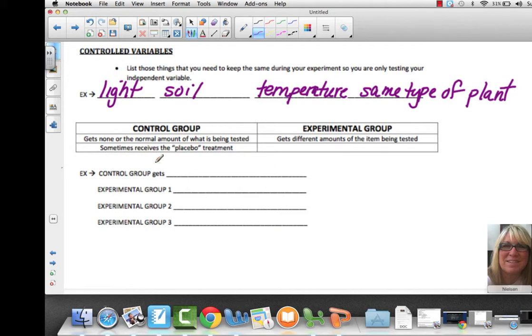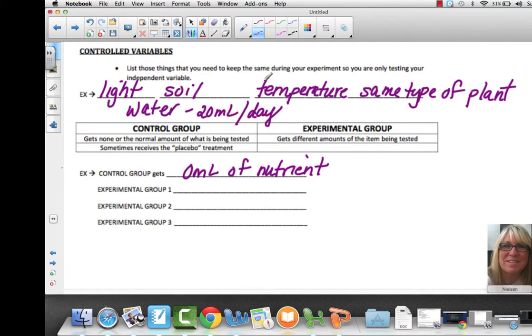So our control group gets none, or the normal amount of what's being tested. So the control group gets 0 milliliters of nutrient food. So another thing that they all have to get water. So they're all going to get water, and they'll all get 20 mils per day of water. Because they have to have some water, they won't grow at all. And then group 1 can have 10 mils of nutrient, 20 mils, and this one will be 40 mils.